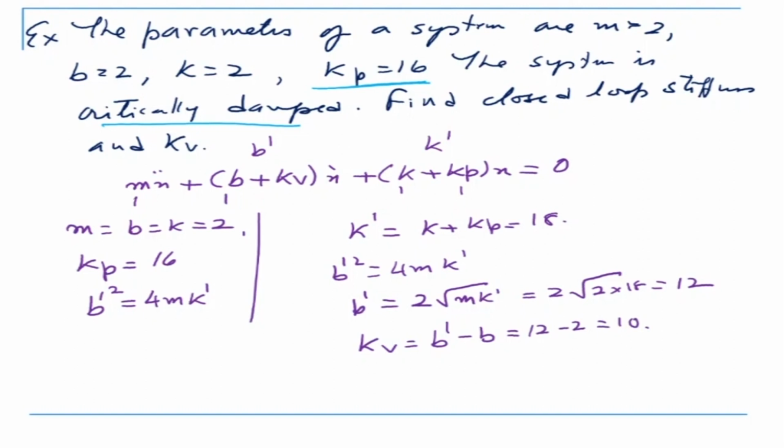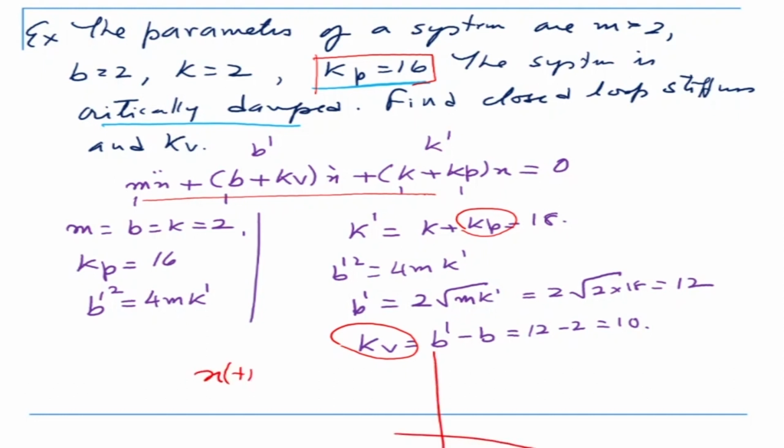Okay, so I found the values of kp, which is already given. We have found the values of kv also. Now we were given kp equal to 16, so I have to find the response of the system. How do you find the response of the system? Put these values into this equation, find the solution of the differential equation x(t), and plot it with respect to time.